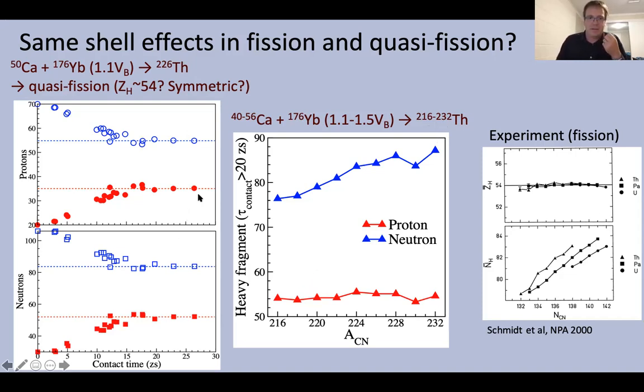Again, only the quasi-fission events which have a long contact time are those which are stopped by shell effects. So I only look at the number of protons and number of neutrons in the heavy fragment for reactions which have about 20 zeptoseconds or longer contact time. That way, I'm sure the reaction has been stopped by shell effects. And what we find, as in fission, is a constant number of protons of about 54 in the heavy fragments, while the number of neutrons just varies with the system. So again, it is quite encouraging in the sense that it shows that fission and quasi-fission have similar shell effects.